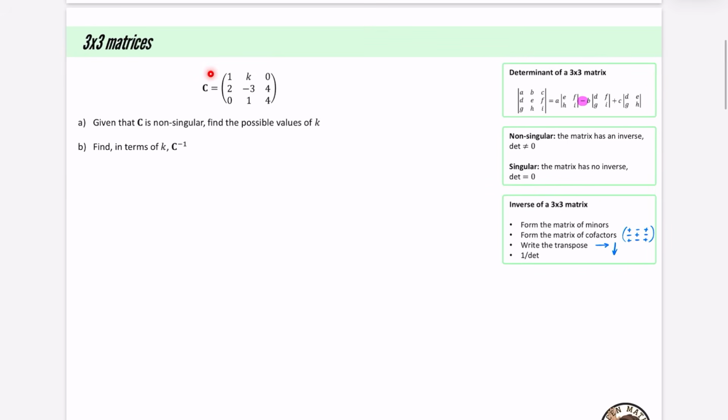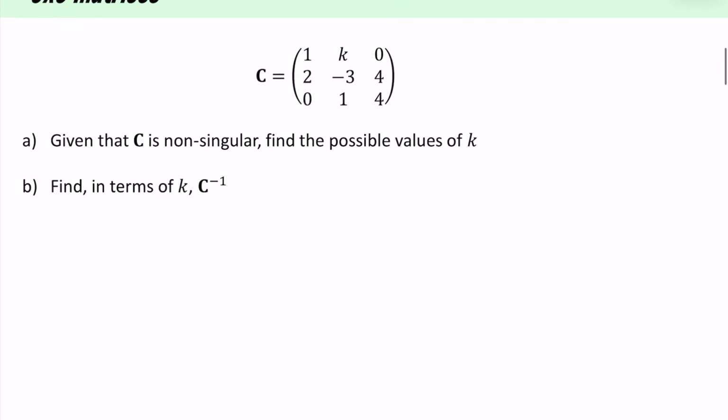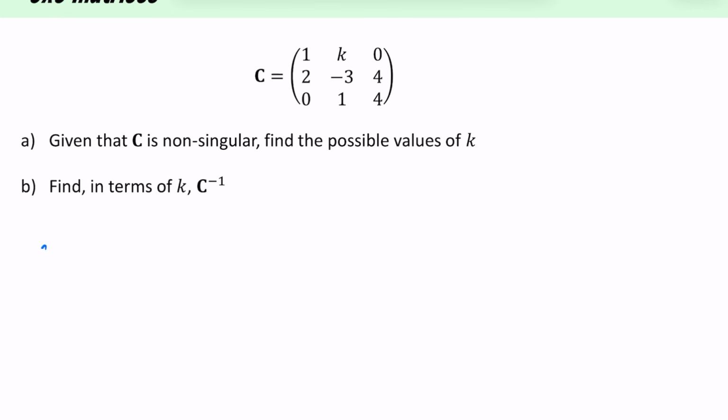So we have this first matrix that we've got here, this C matrix, and it says, given that C is non-singular, find the possible values of k. Non-singular means we need to do something to do with its determinant. So for part A of the question, I'm going to find the determinant.